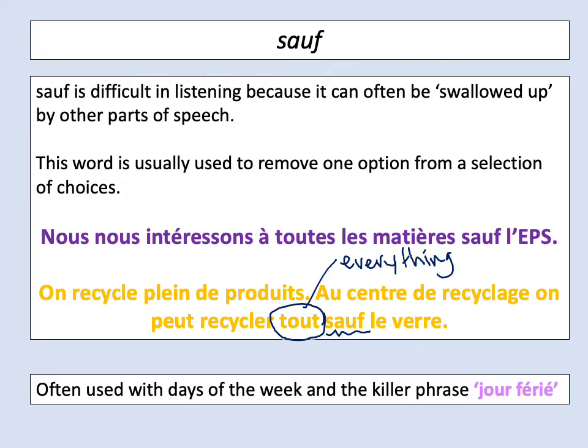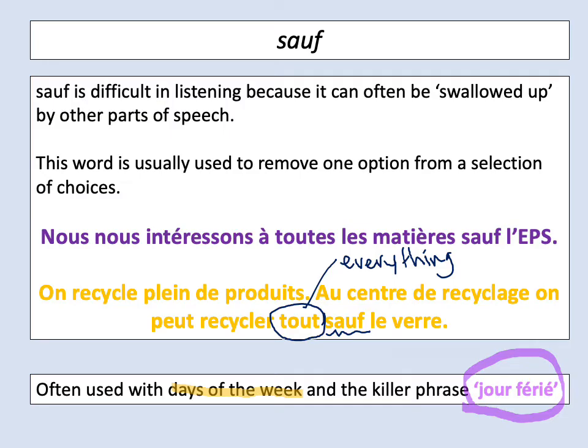So tout is often one to watch out for alongside sauf, so you can do everything apart from whatever this thing is. The other thing to watch out for with sauf is that it is very, very frequently used with days of the week. And particularly this little phrase, I'm calling it a killer phrase, un jour férié. That means a bank holiday.